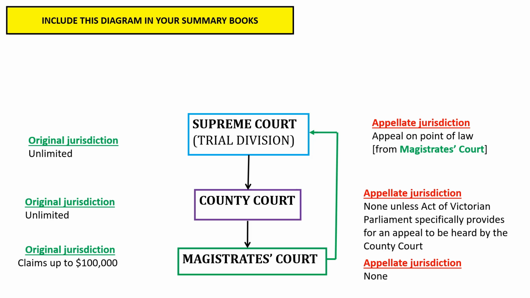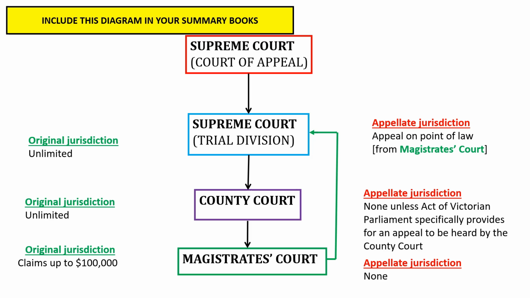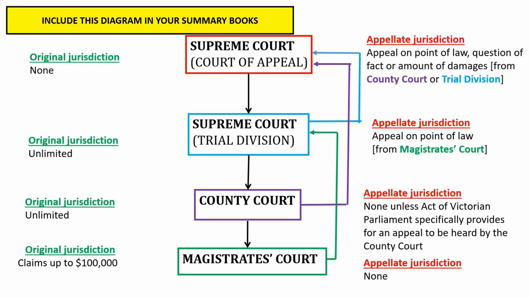Above the trial division, of course, we have our Court of Appeal. As I've said before, the Court of Appeal has no original jurisdiction because its role is simply to hear appeals. Therefore, it only has appellate jurisdiction. The Court of Appeal hears appeals in civil disputes from both the County Court and the trial division.